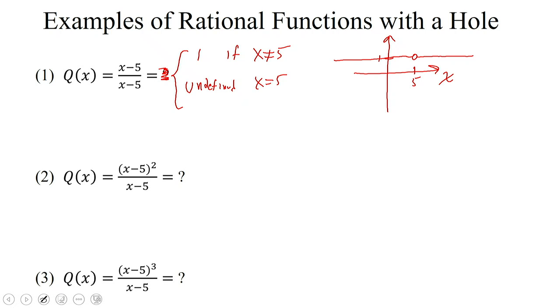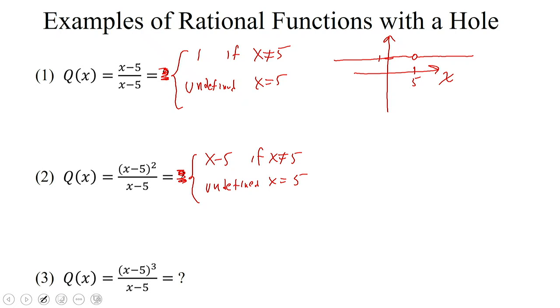There's the hole. What about (x minus 5) squared over (x minus 5)? What does it equal? Well, one of the x minus 5s upstairs is going to cancel with the one downstairs, and we're left with x minus 5. But once again, that works if x doesn't equal 5. On the other hand, if x does equal 5, it's going to be undefined when x equals 5.